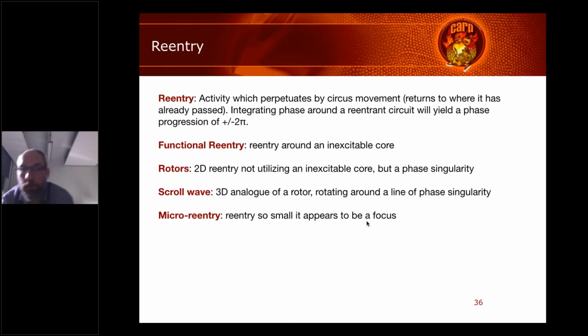And then sometimes you might hear people talk about micro reentry. Micro reentry is a reentry so small it appears to be a focus. Whether or not they exist, we don't know, but people theorize they exist. So you might have a tiny rotor spinning around, and there's only one exit point for it from a structure, and you see that activity pop out, and you think, oh, that must be a focal source. But no, maybe it's a little reentry that only exits once in a while.